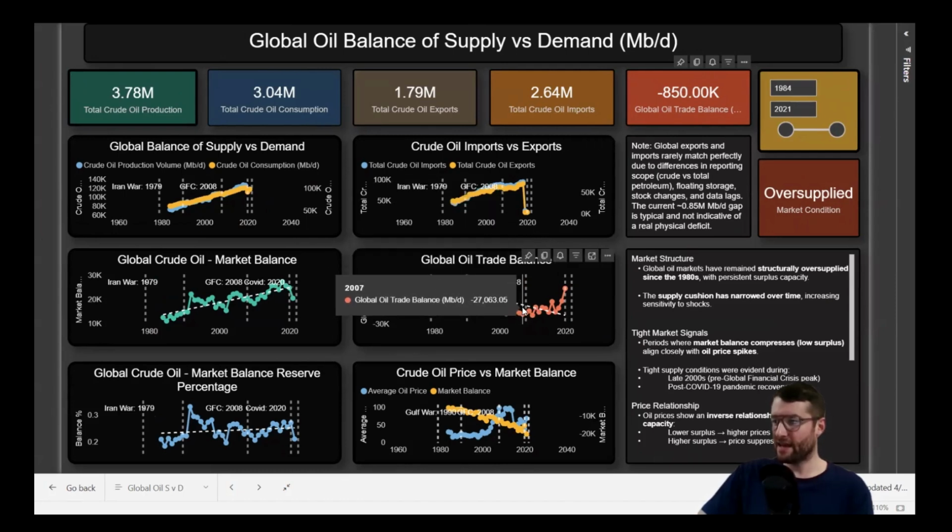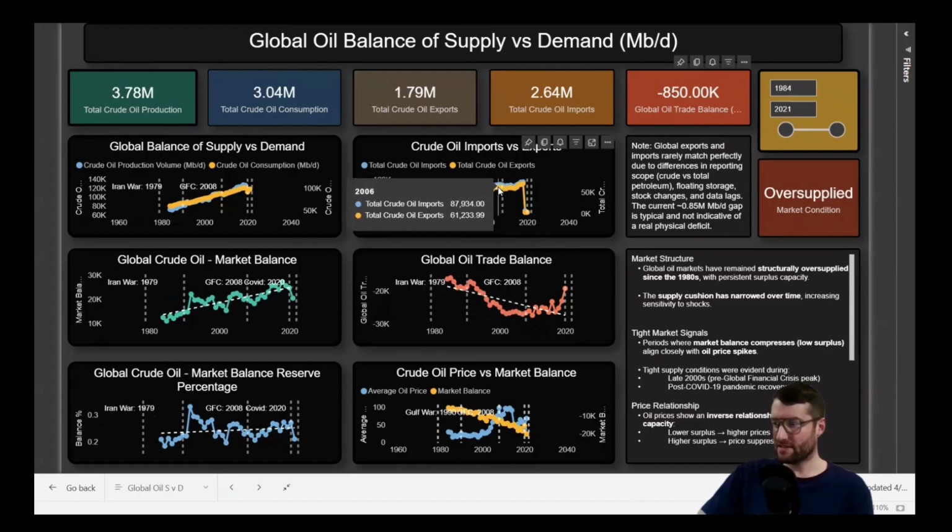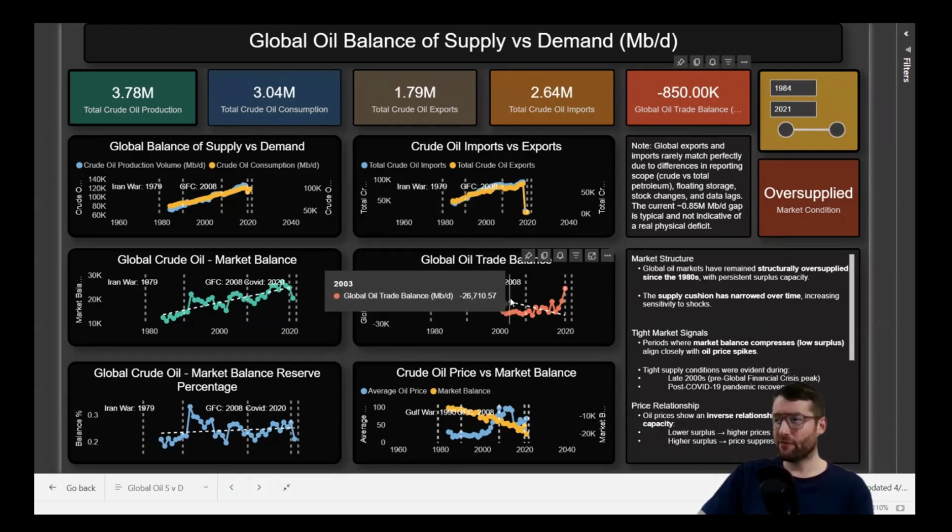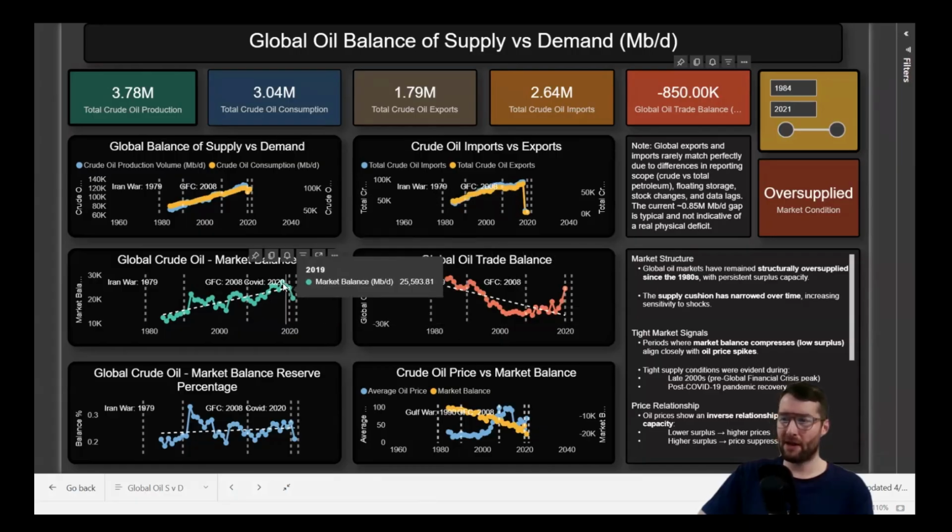So 2006 here, 26,700. And 2006 here, that's the difference between 87K and 61K. So this is the difference between the two, which is the trade balance. The market balance is the difference between market supply and demand, and the global oil trade balance is the difference between imports and exports. Okay, so that's what that's all about.